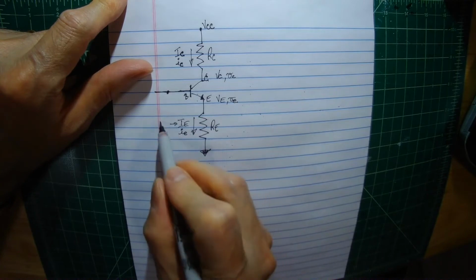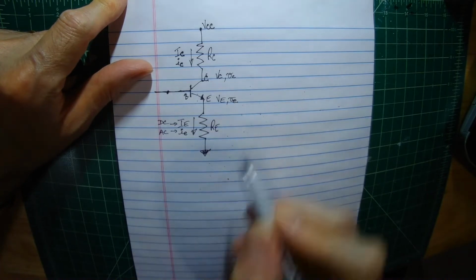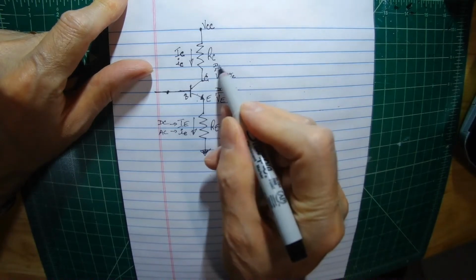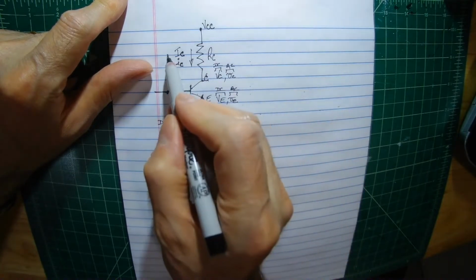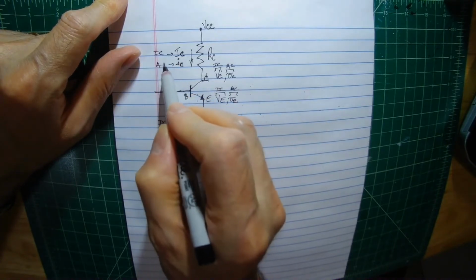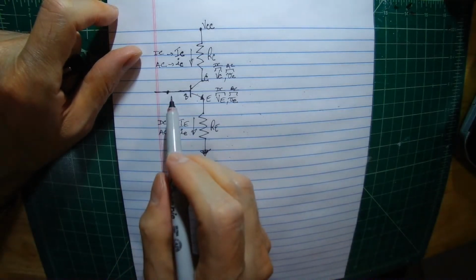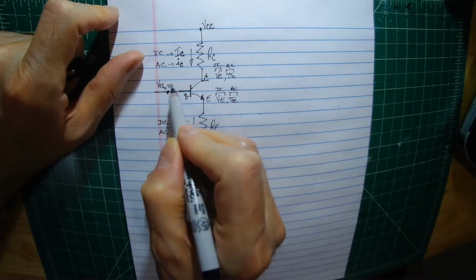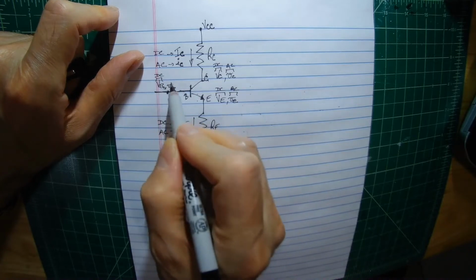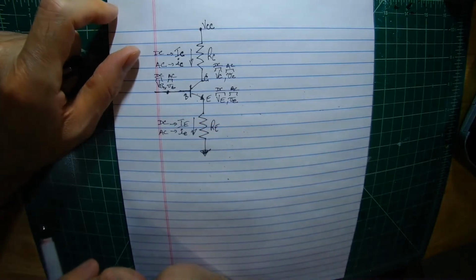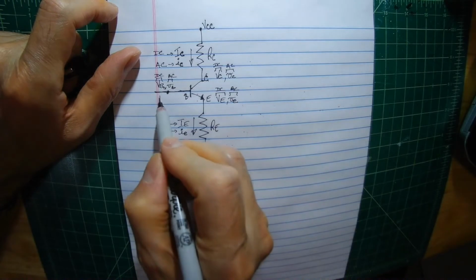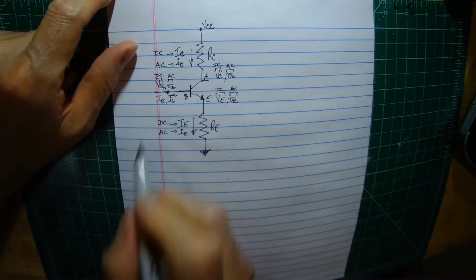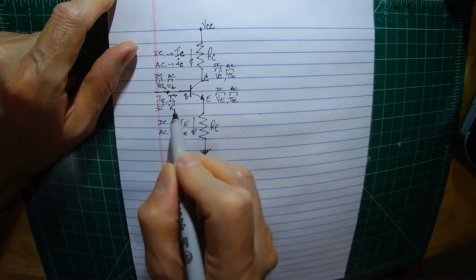So this is DC, this is AC, DC, AC, DC, AC, DC, AC, and this is the input. So we also have VB and small vb, DC, AC, and IB. Okay, so this is DC, this is AC.